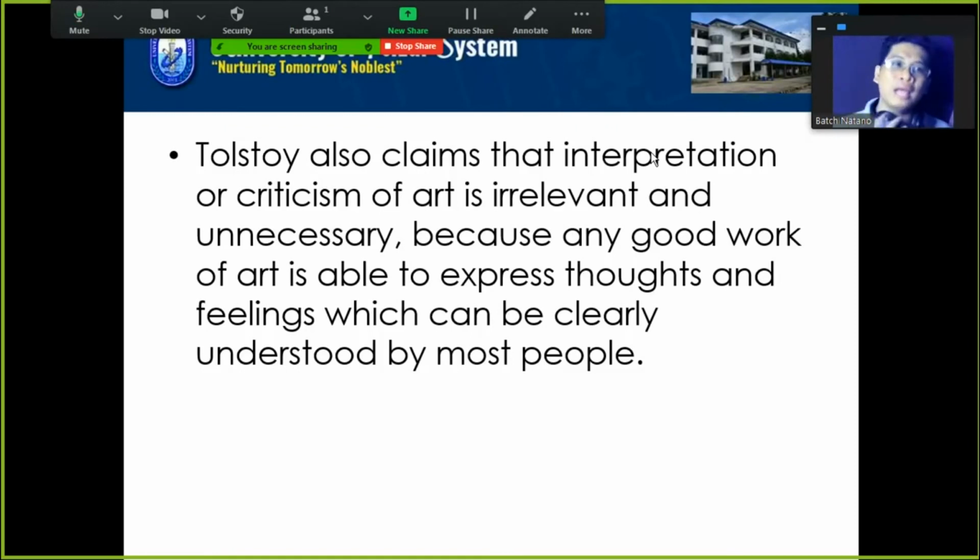What Tolstoy wants to say is that is how the artist expresses himself or herself. We have to respect him or her. That is all he wants to say, which is why he said interpretation or criticism is irrelevant or somehow unnecessary. After all, in expressionism, it's still what the artist expressed that matters. Our own interpretation and our own criticism did not matter at all. It's still the expression of the artist that matters most.